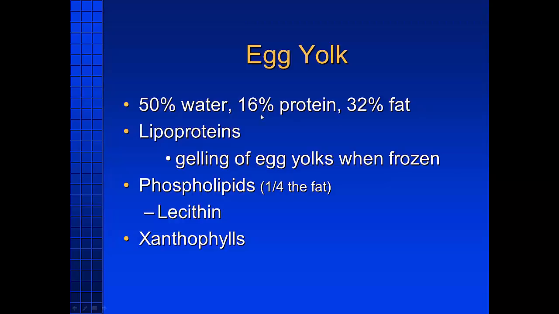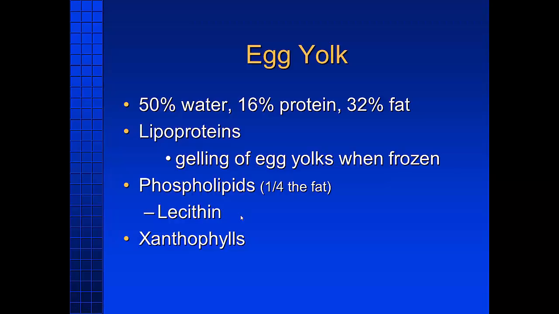So many of the proteins in the egg yolk are lipoproteins, and a lipoprotein is a protein with some lipid attached. These are responsible for the gelling of egg yolks when they're frozen. The yolk is especially known for lecithin, which is one of the phospholipids. In fact, 1/4 of the fat that is in egg yolks is phospholipids.